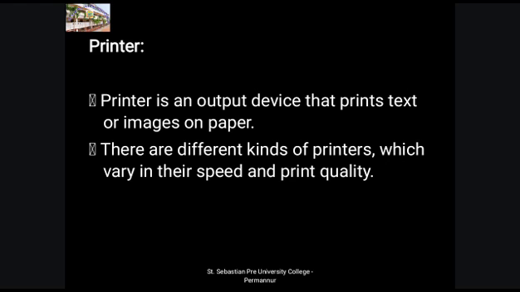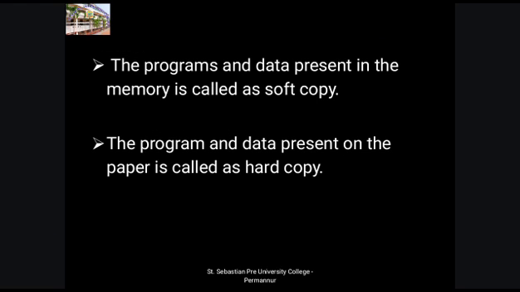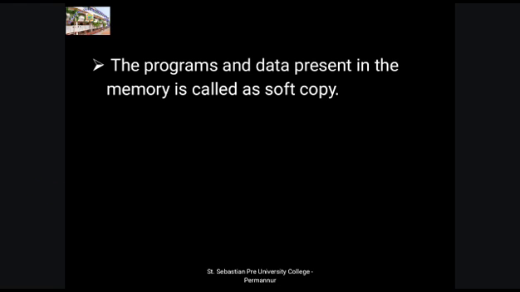Next output device is the printer. Printer is an output device that prints text or images on paper. There are different kinds of printers, which vary in their speed and print quality. Now, soft copy and hard copy. What do you mean by soft copy? The programs and data present in the memory is called as a soft copy. The data we are storing in our pen drive or memory card is called as a soft copy. The data and program present on paper, the printout, is called as a hard copy.